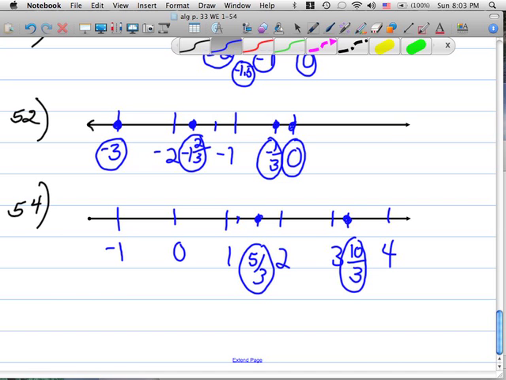Two-thirds, 1, 2. And then negative 2/3, here's a negative 1/3, here's a negative 2/3. And the circled ones we have the numbers from the least to the greatest.